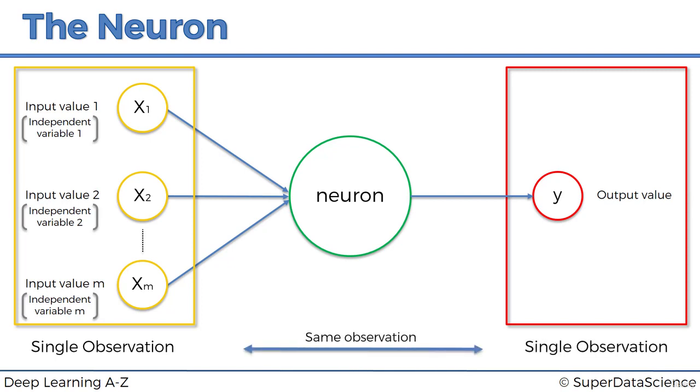That is the same observation. So it's important to remember that whatever inputs you're putting in, that's for one row, and the output you get back is for that exact same row. Or if you're training your neural network, you're putting the inputs in for that one row, and you're putting the output in for that one row.